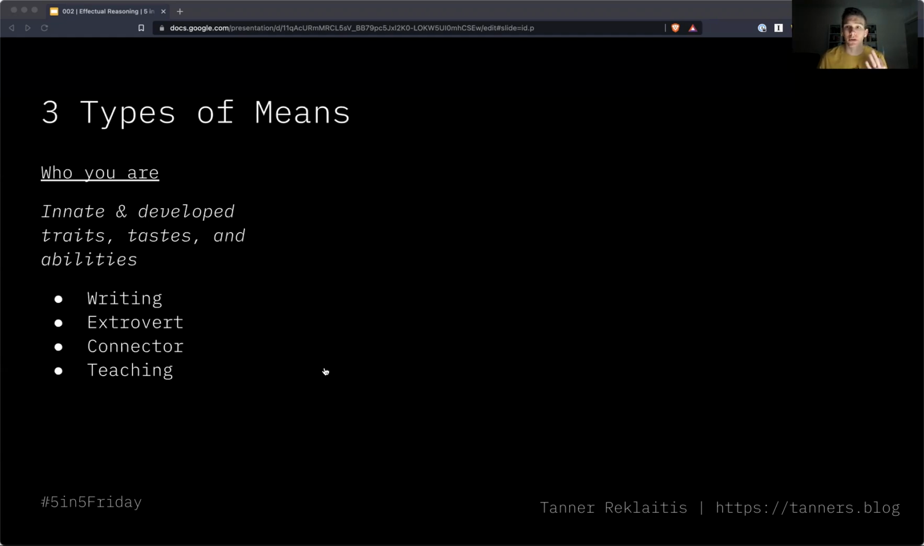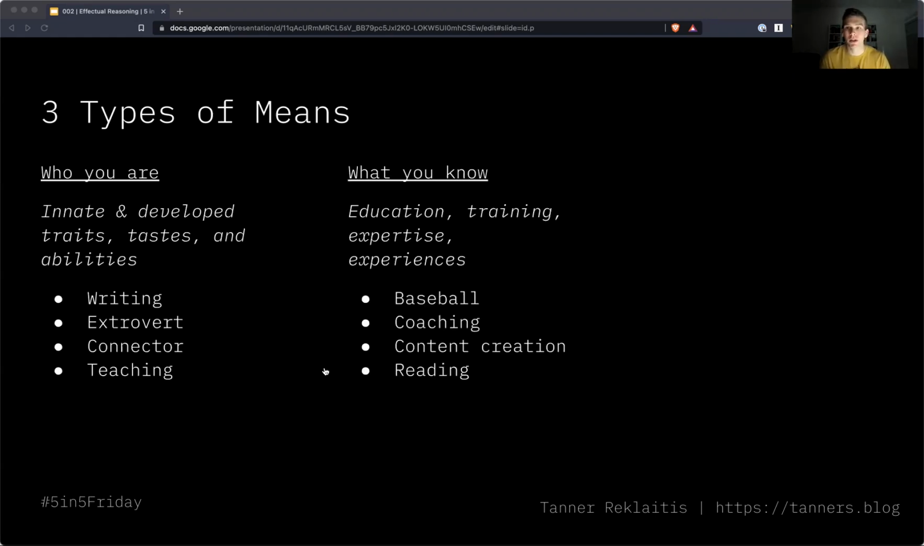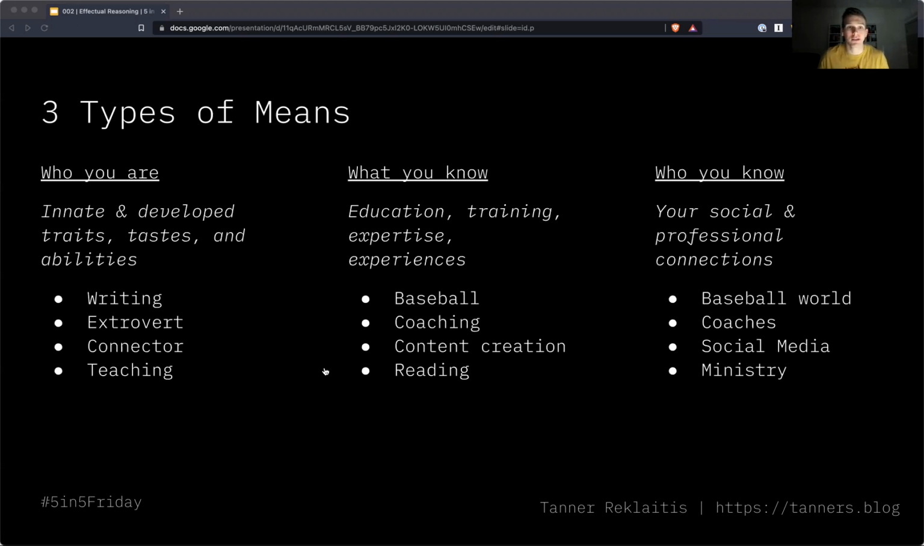So in terms of types of means, there's basically 3 types. So first would be who you are. It's your innate and developed traits, tastes, character, abilities. For me, I've listed out 4 there for you to take a look at that are relevant for me. Next is what you know. It's your education, your training, your experiences, your expertise, your stories. And then beyond that, it's who you know. So it's your social and professional connections.